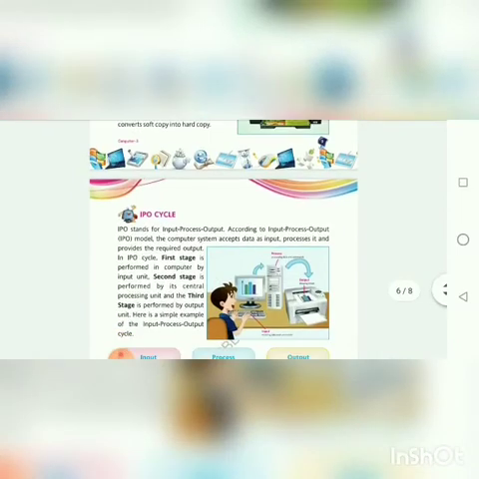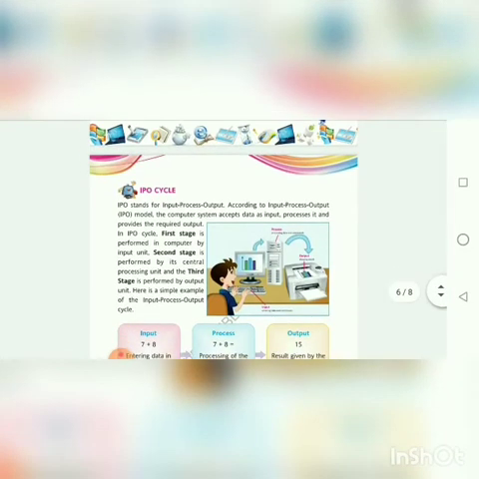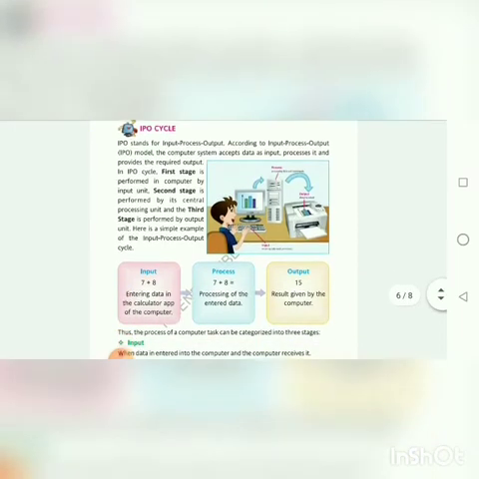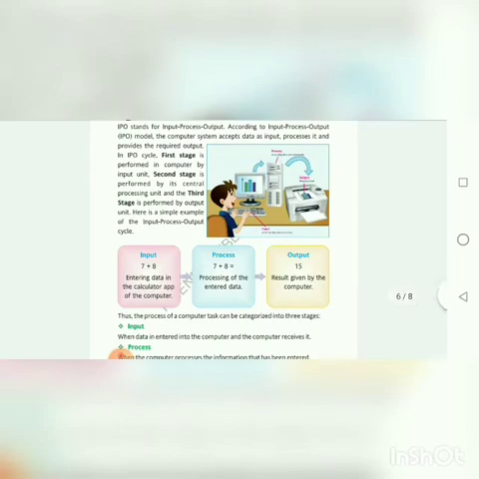What is the IPO cycle? The IPO cycle is divided into three parts: input, process, output. Input is entering the data, then processing of the entered data, and output is the result given by the computer. It is the IPO cycle.